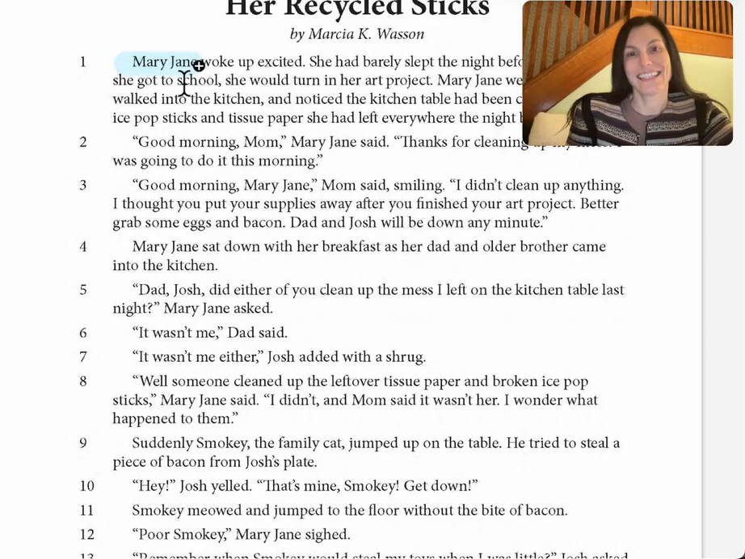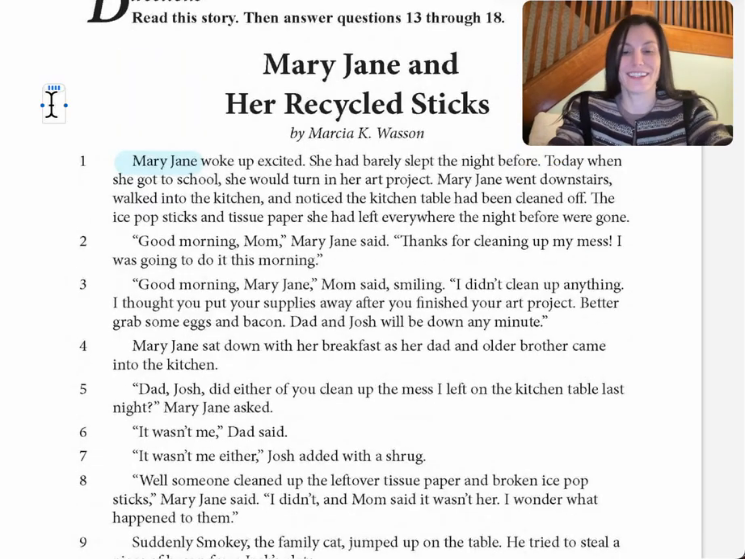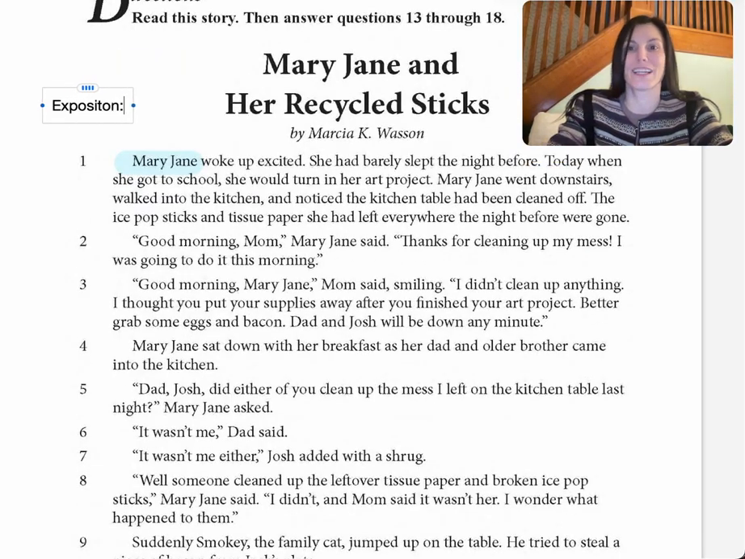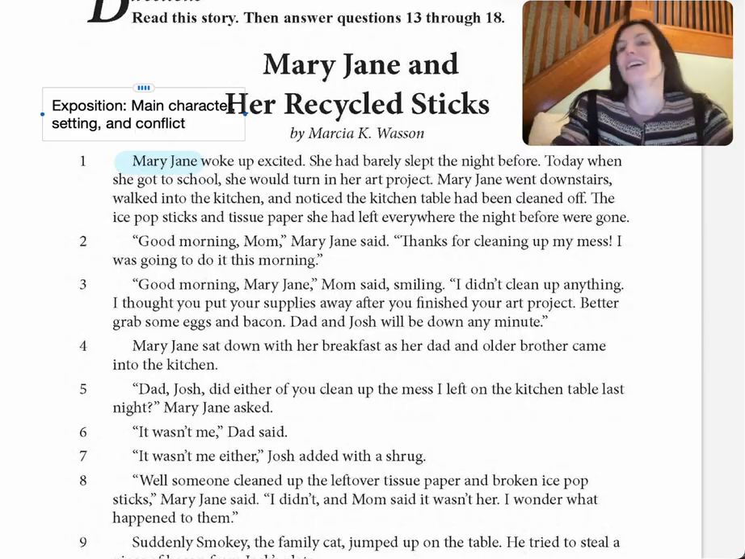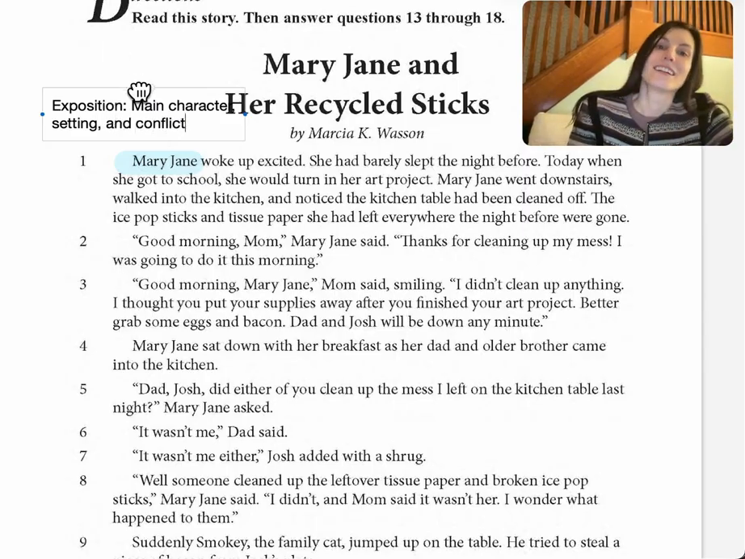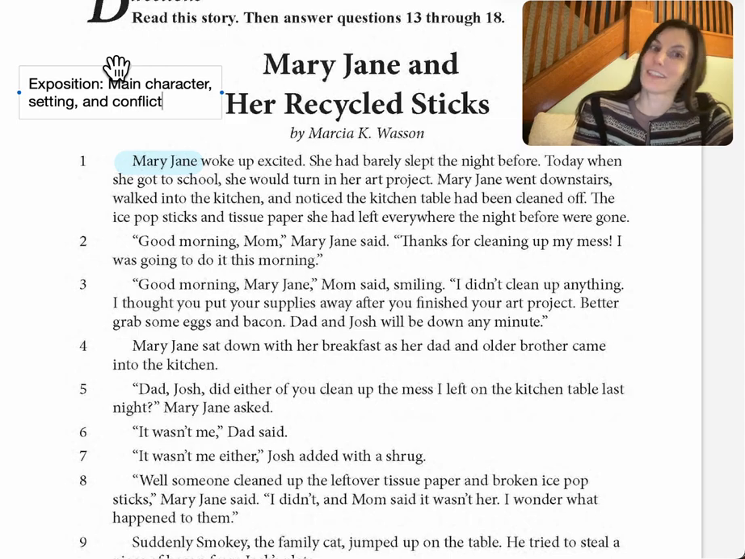We can say the exposition will be here. The exposition of a story is when we meet our main character, we get our setting, and we also get our inkling of the conflict here. So we would have our main character, setting, and conflict. For this story, the conflict isn't a very serious conflict, right?